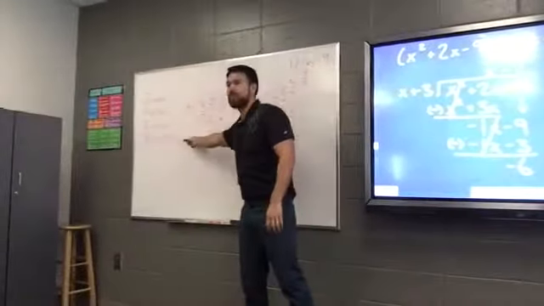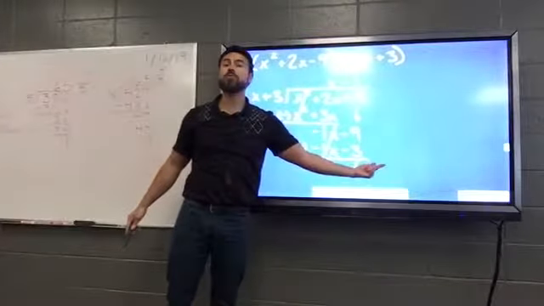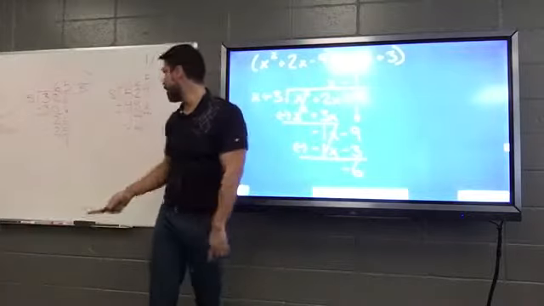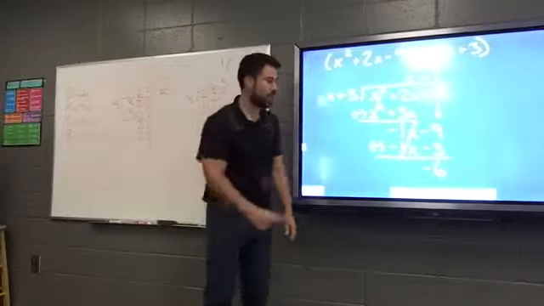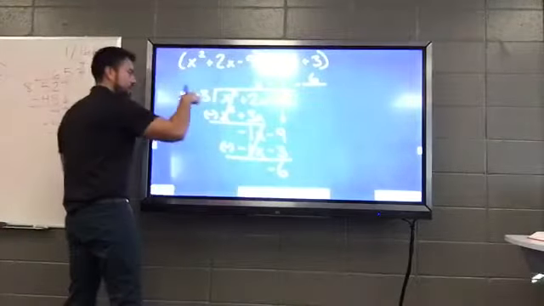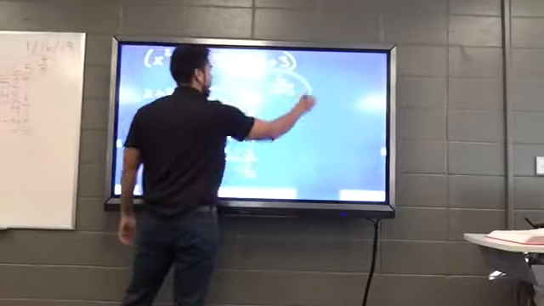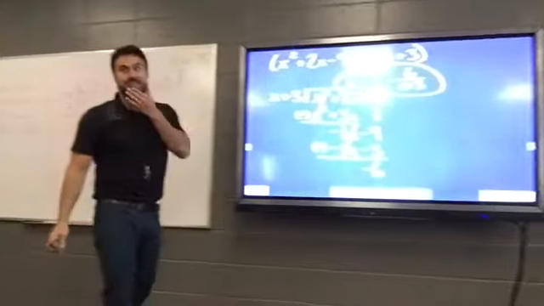Next step, bring down. Is there anything to bring down? No. You have a remainder. And your remainder is going to be written the same way these were. Ready? Negative 6 over x plus 3. That's the answer.